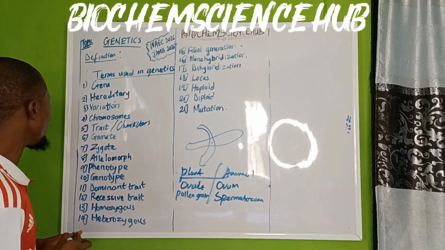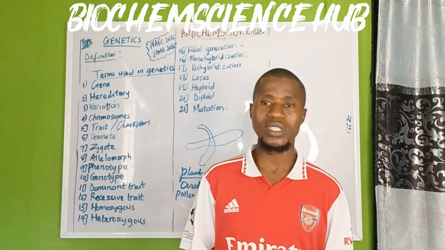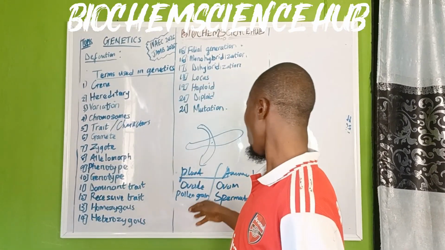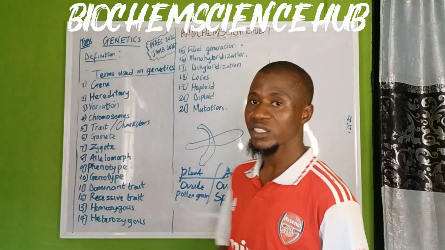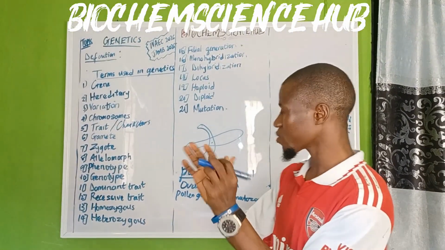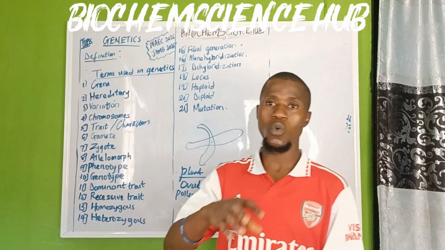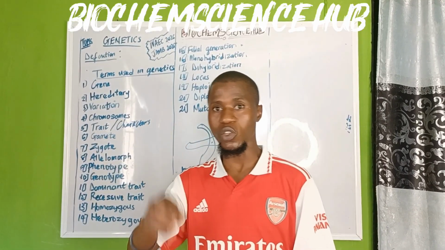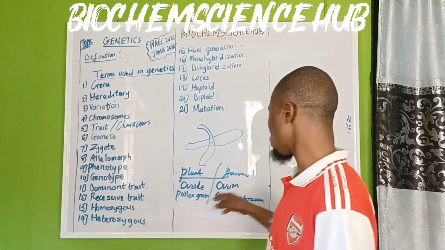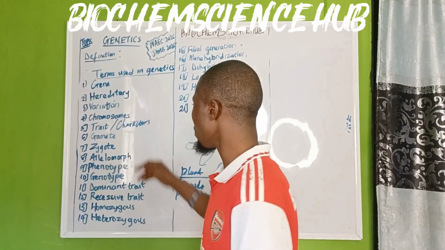From that we move to zygote. What is a zygote? A zygote is the union of two gamete cells. That is when you have spermatozoa meeting with ovum. So that is the formation of a new cell, a zygote, which will develop into a new mature organism. That's zygote.